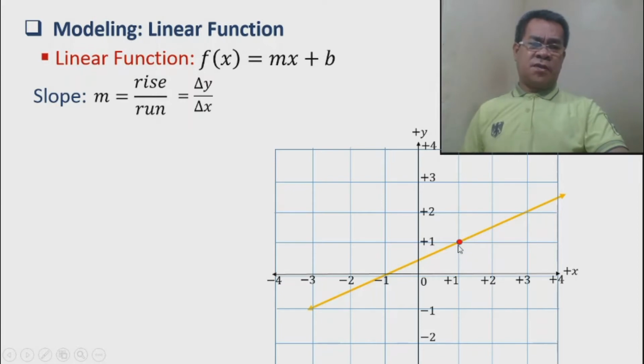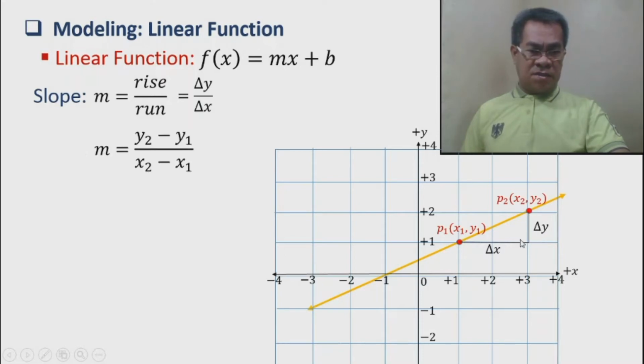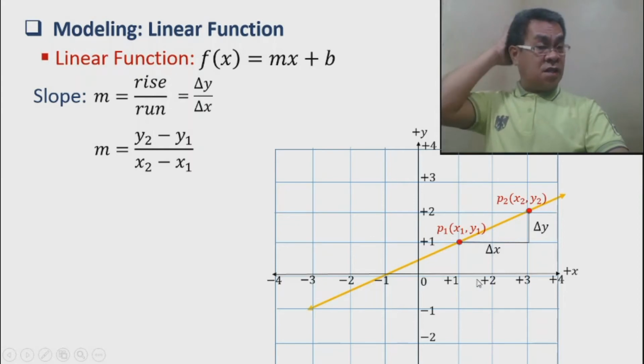Suppose we have this point. Let us say this point is point 1 whose coordinate is x1, y1. Then point 2 whose coordinate is x2, y2. Now, what is the slope of the line? All you need to do is to provide this triangle. So, you have to construct a vertical line and a horizontal line. The intersection must be 90 degrees. Therefore, this distance is the change in y and this is the change in x, or delta y, delta x.